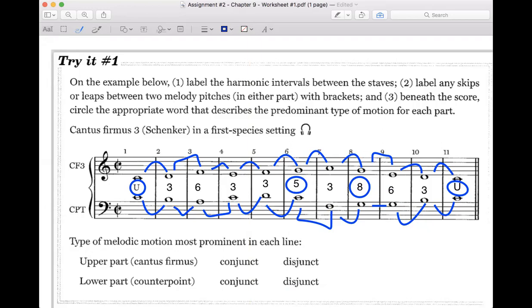Okay, so in general, you're going to have for most of the time conjunct motion. This probably was a little bit confusing because you're saying, well, I don't understand because there are leaps. We're saying overall, it's mostly stepwise. Let's see if we can sing it.